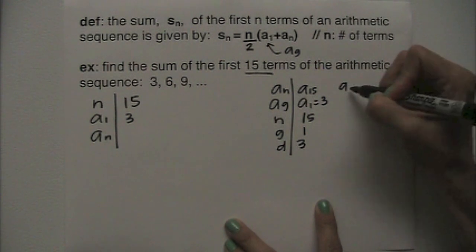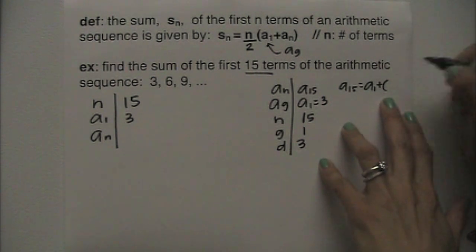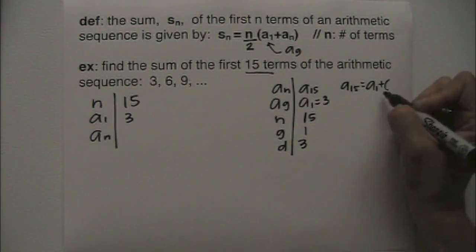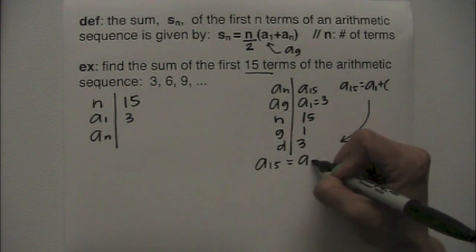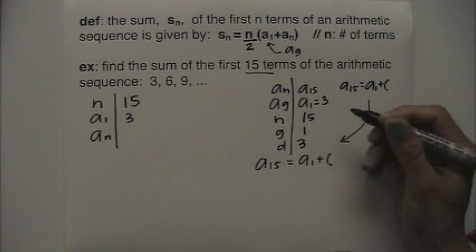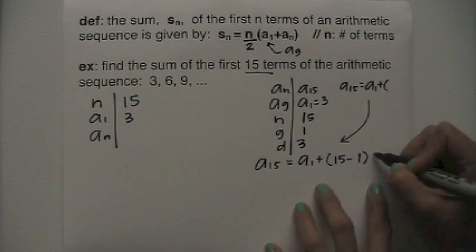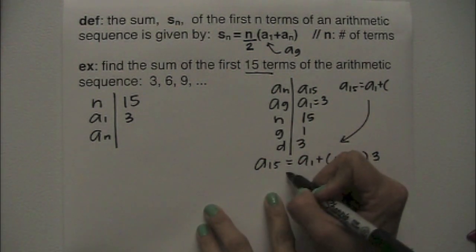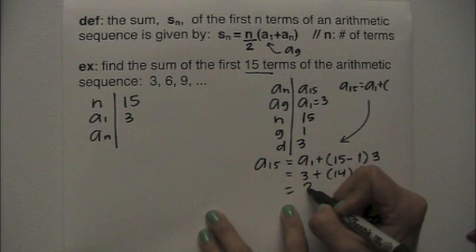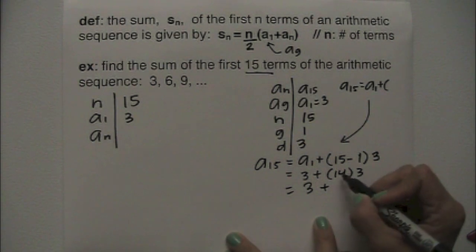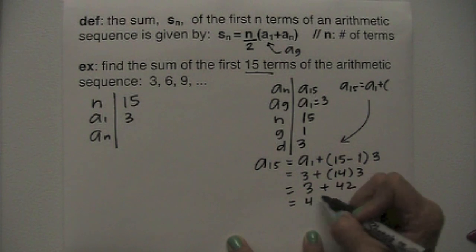Do I have room right here? A sub 15 is a sub 1 plus, oh boy, that's not going to fit. Let's move this down here. A sub 15 is a sub 1 plus the quantity n minus g times that common difference. So we get 3 plus 14 times 3, 30, 42. So a sub 15 is going to be 45.